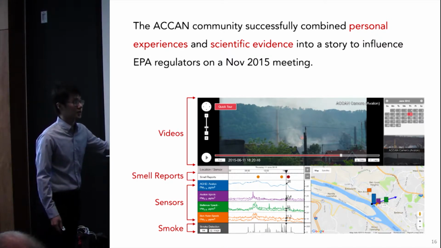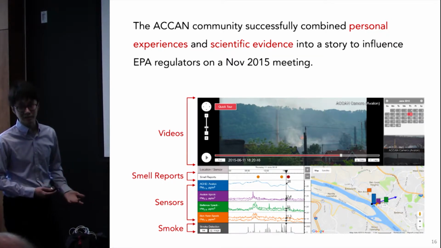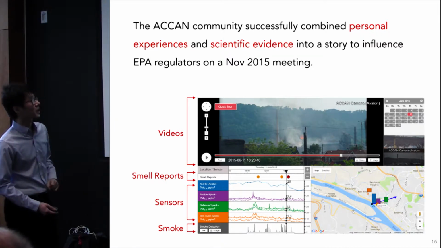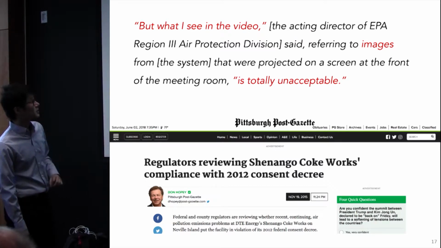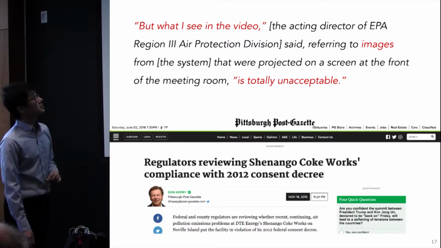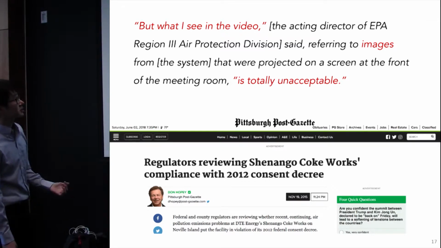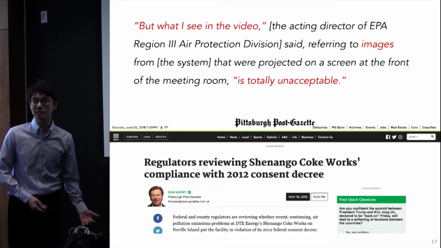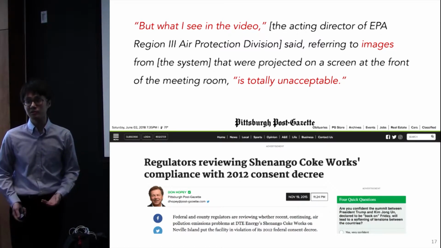And then there's the smoke detection for people to collect evidence. So all these form really strong evidence. The community members are able to use it with their personal stories. So that's the news from the Post-Gazette. I just quoted from there. The acting director of EPA Region 3 actually pointed at this image and said it's totally unacceptable. So you can see now the data is powerful. When people use it, they can actually change the attitudes of regulators.